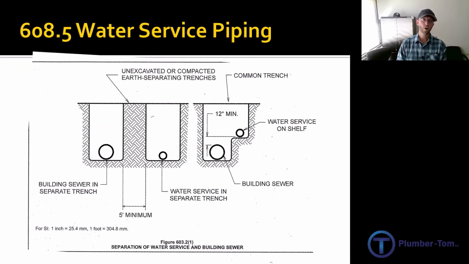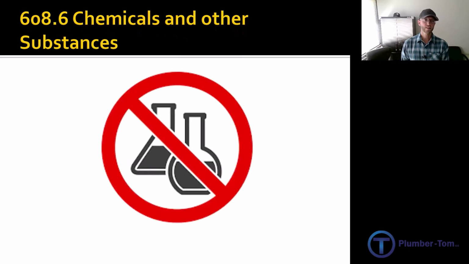608.5 talks about water service piping and refers us back to what we talked about, making sure that we keep distance from our sewer line if the sewer pipe is not of the right stuff. 608.6, chemicals and other substances shall not be introduced into the system. So we're aware of this, right? If I'm going to be using chemicals, I'm going to be protecting.